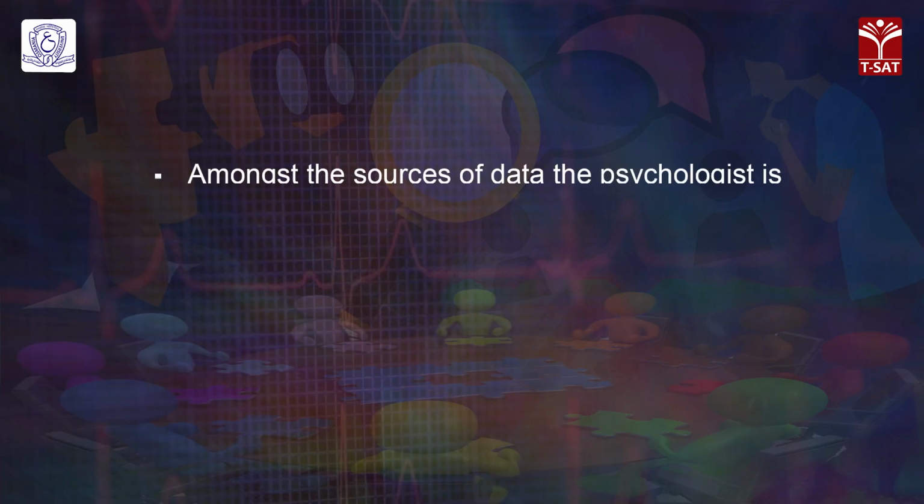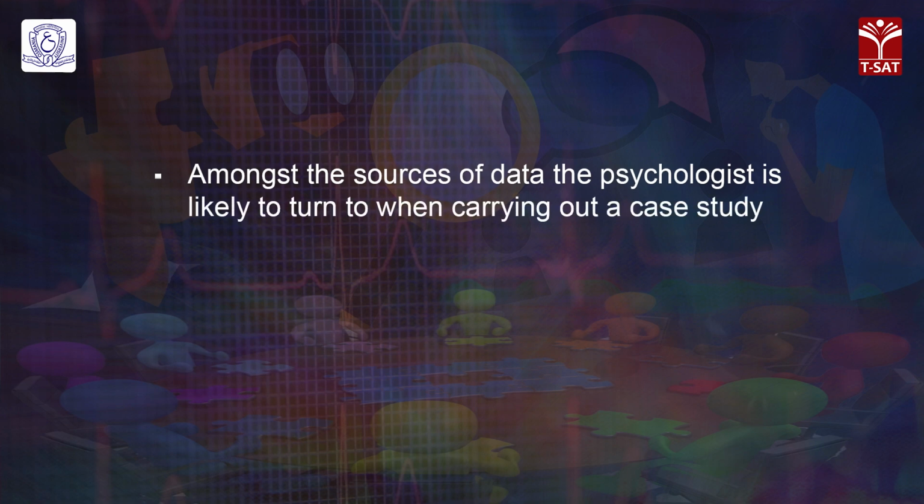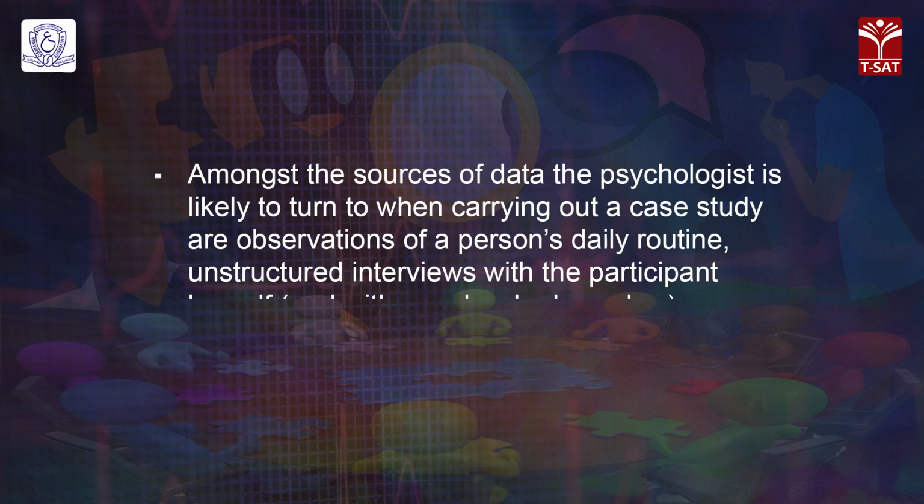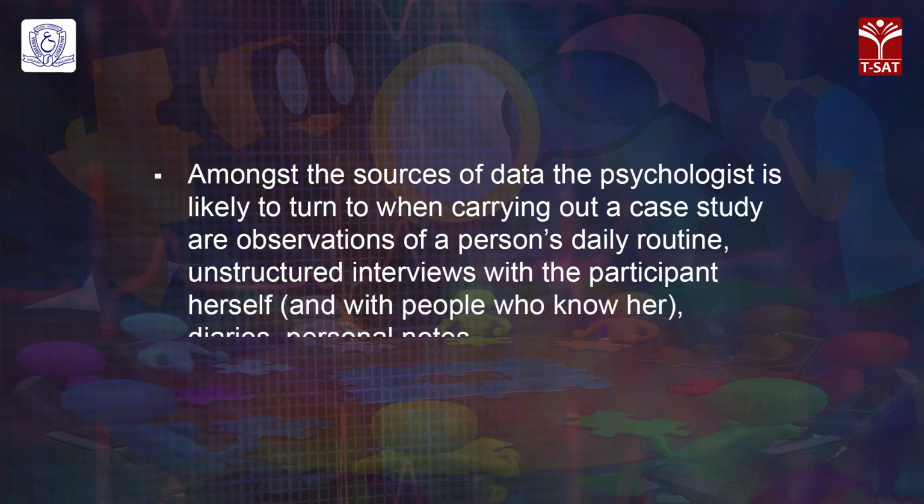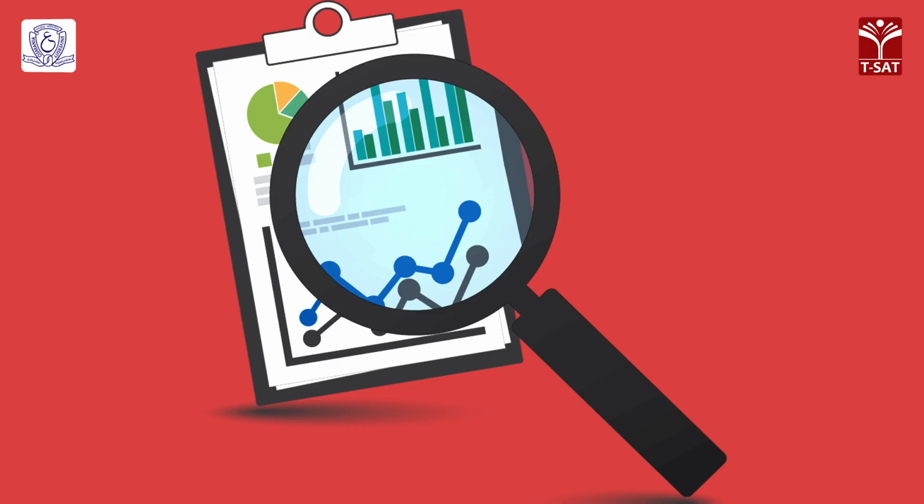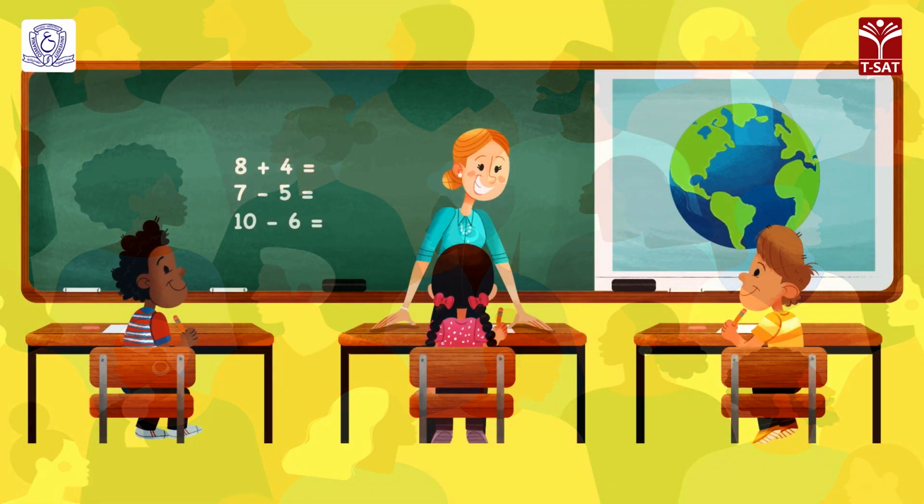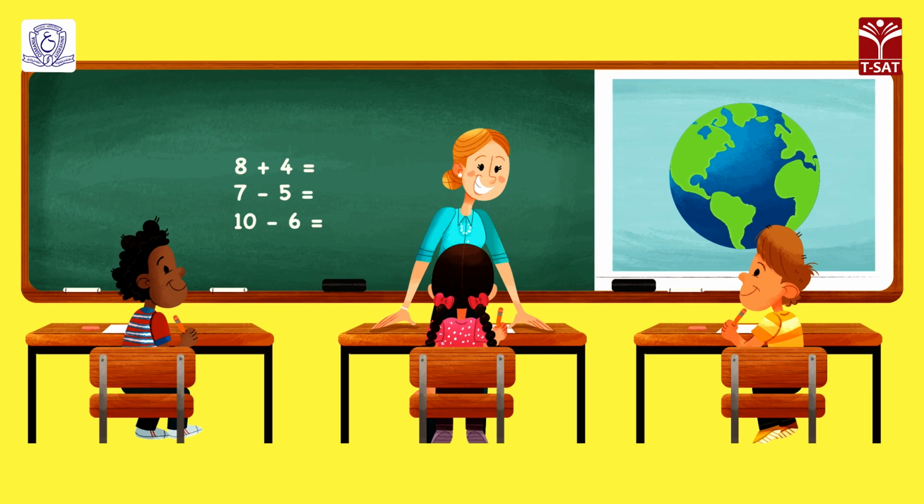Among the sources of data the psychologist is likely to turn to when carrying out a case study are observations of a person's daily routine, unstructured interviews with the participant himself and with people who know her, diaries, and personal notes. The case study method often involves simply observing what happens to or reconstructing the case history of a single participant or group of individuals, such as a school class or a specific social group, that is the idiographic approach.